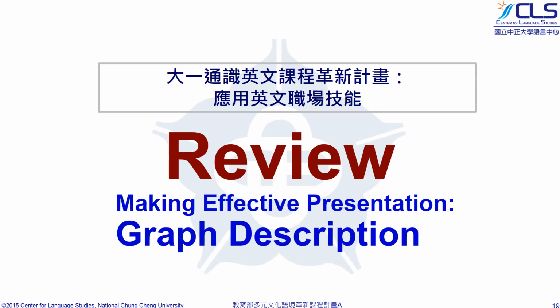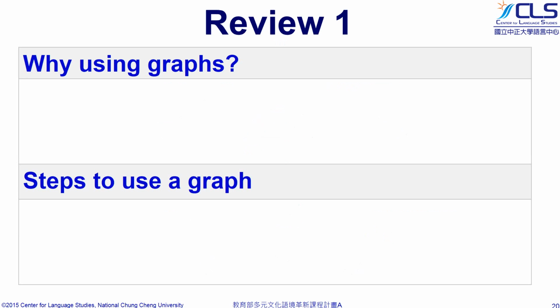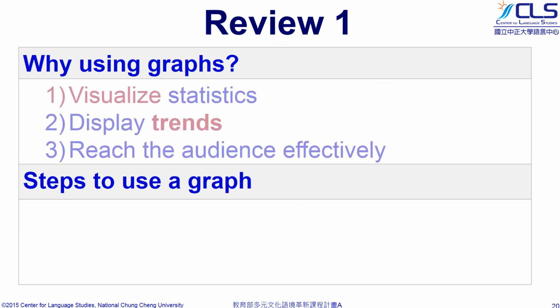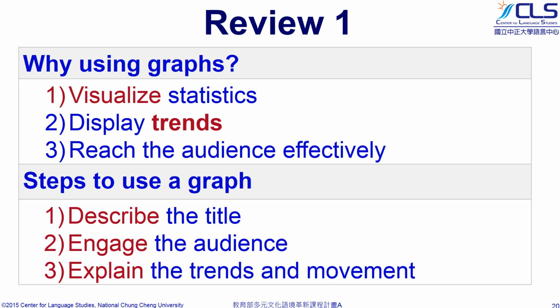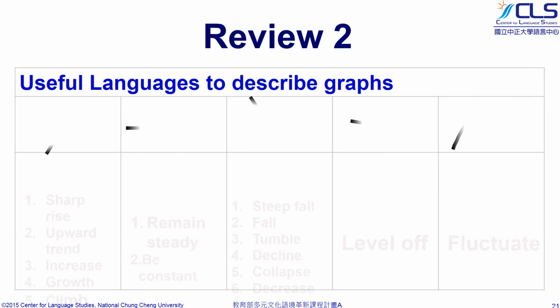This now leads us to the last section of today's lesson review. While using graphs, the visual images allow us to successfully visualize statistics, display trends, and reach the audience effectively. There are several steps to use a graph. Describe the title first, then use expressions to engage the audience. Finally, focus on describing the trends and movement with appropriate wordings.